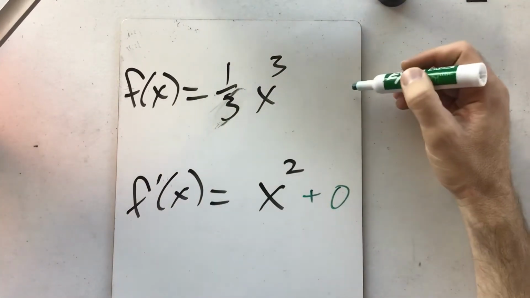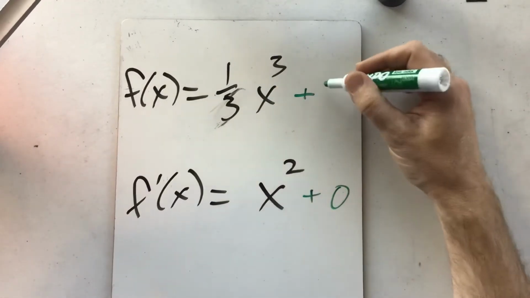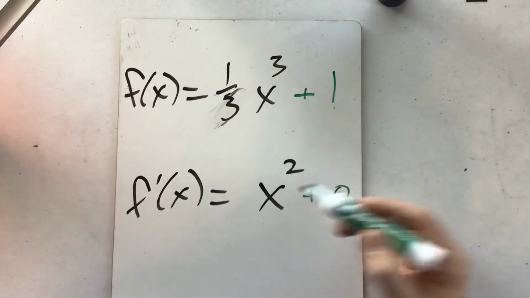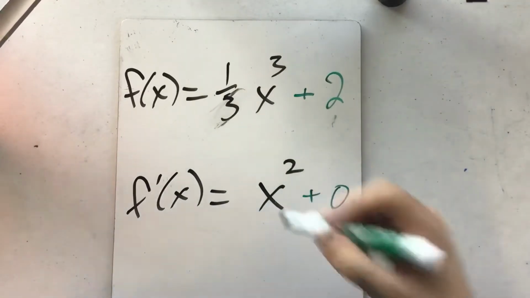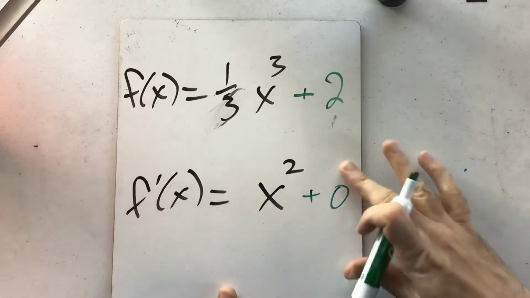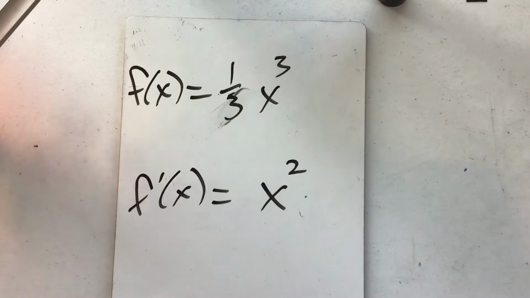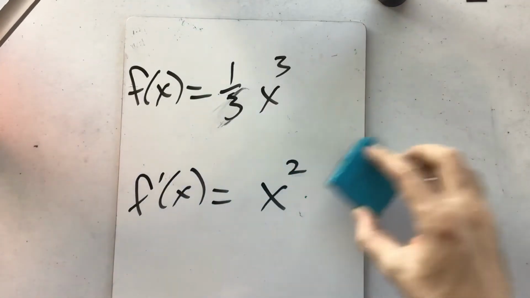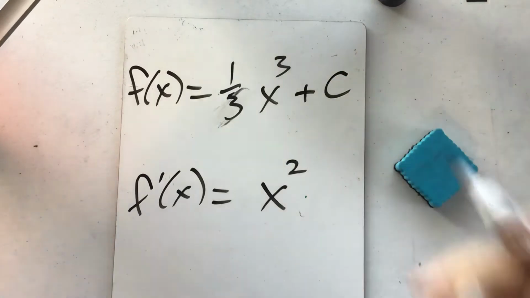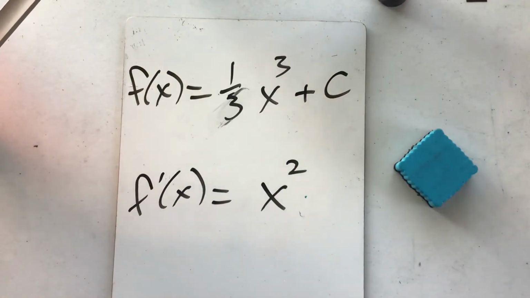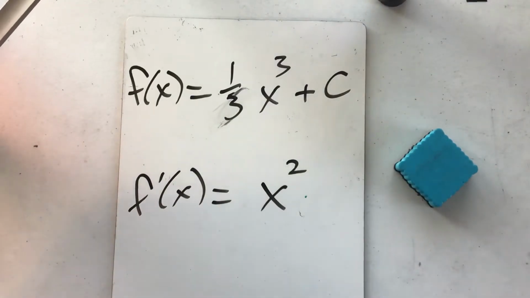What has a derivative that's equal to 0? The answer is any constant. So 1/3 x cubed plus 1 would also have a derivative that's equal to x squared. 1/3 x cubed plus 2 would also have a derivative that's equal to x squared. So what we have is what we call the general form of the antiderivative. And the general form is we put a capital C on the end. The capital C is just to make a point that we could add any constant to this problem and still get another antiderivative.